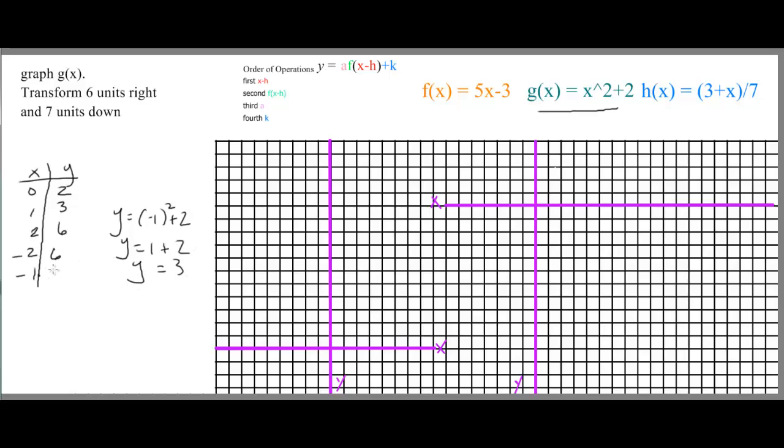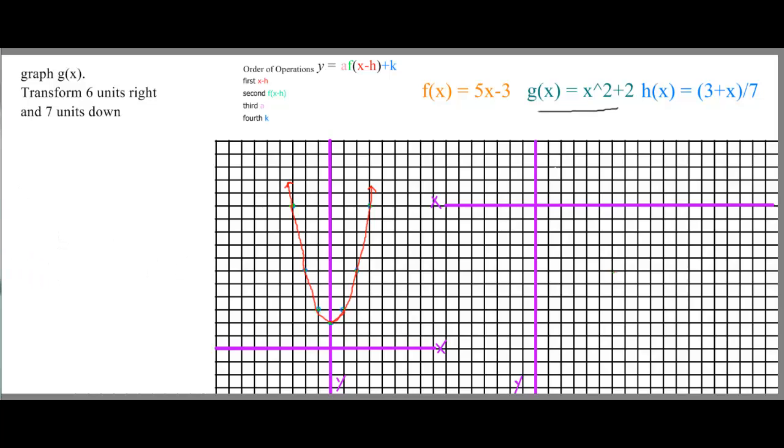So y is going to be 3. Alright, so let's go ahead and plot some of these points. I've plotted these points over here. They're in blue, it's a little hard to see. Now I have to carefully connect the dots here and draw my graph. That's as good as I can do freehand here on my little tablet.